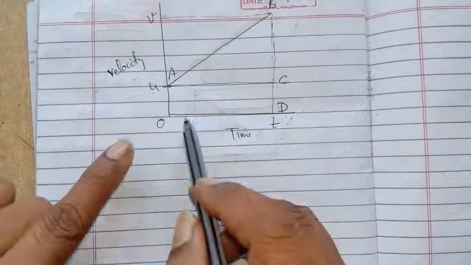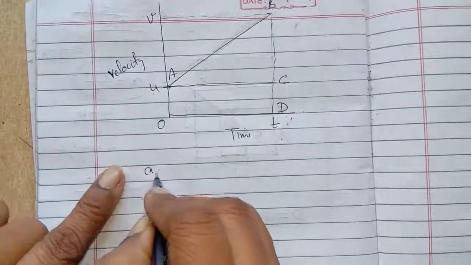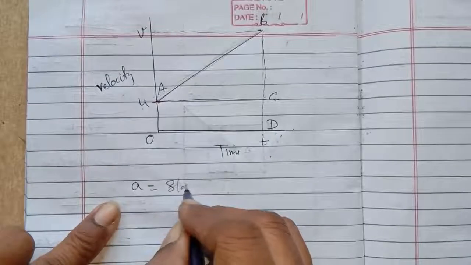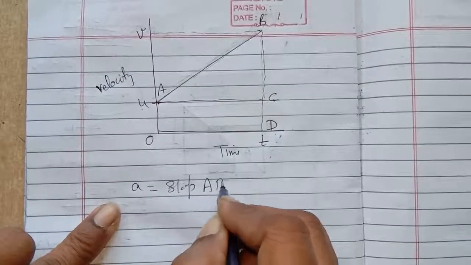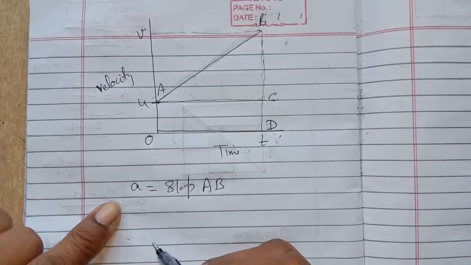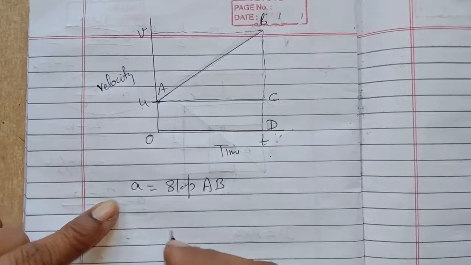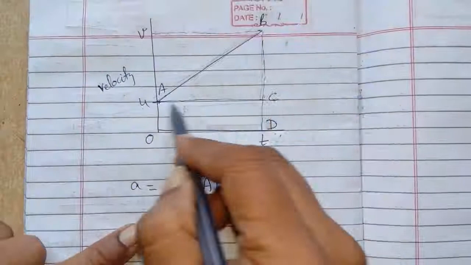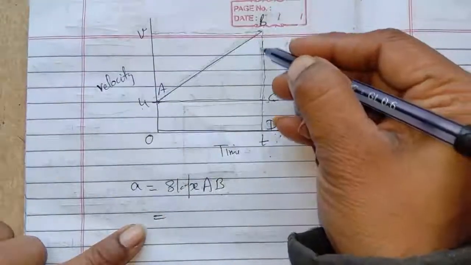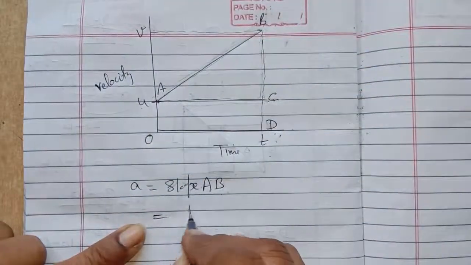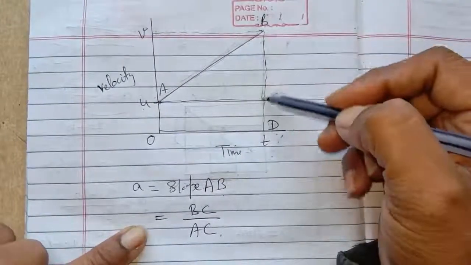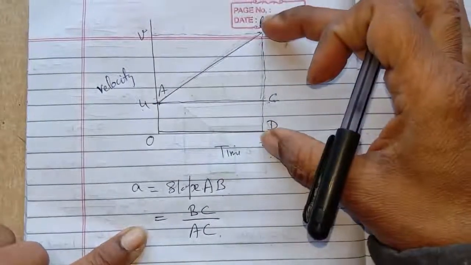Let the acceleration of the body be a. So acceleration of the body is slope AB. And the slope of AB is perpendicular upon base. So we can say slope AB is equal to BC upon AC. So what is the value of BC here? BC is BD minus CD.